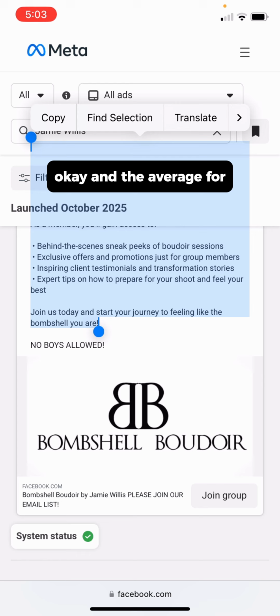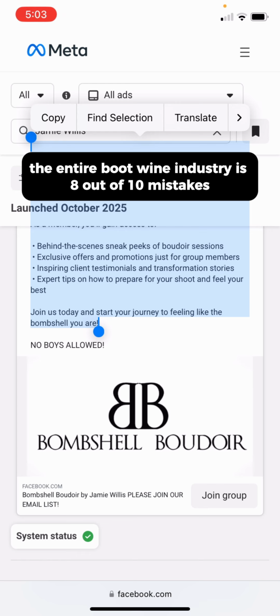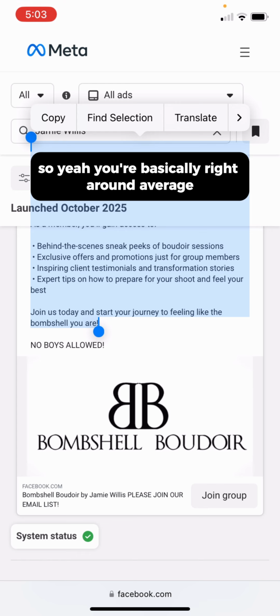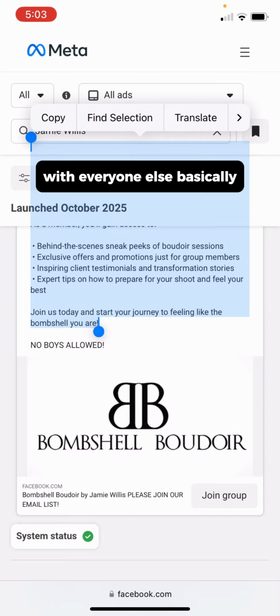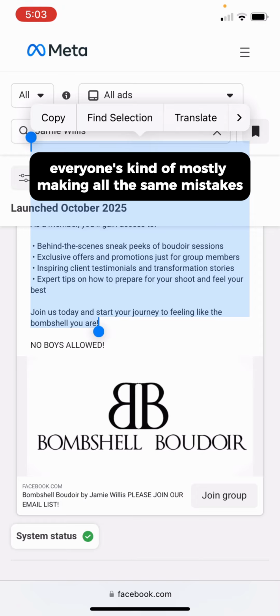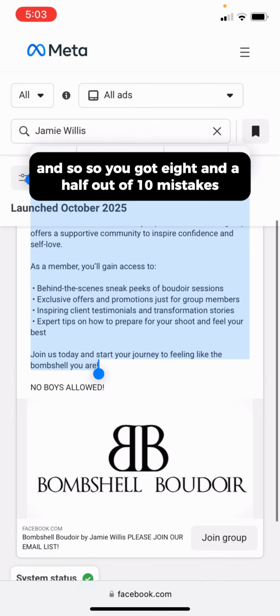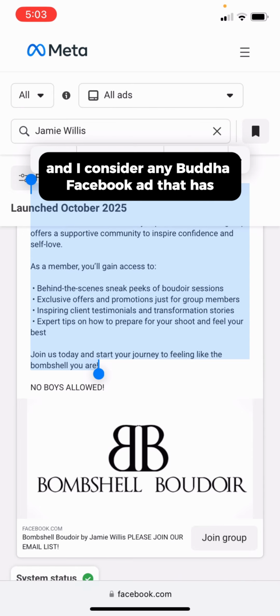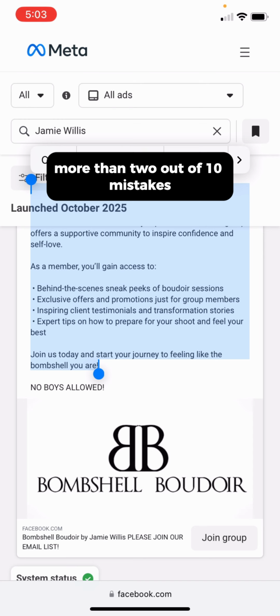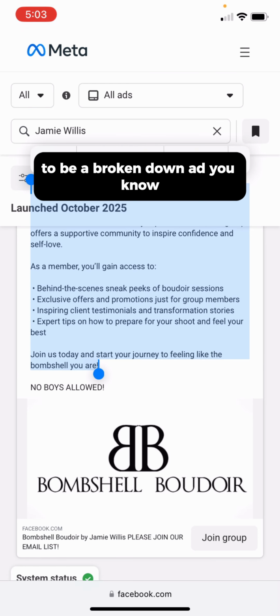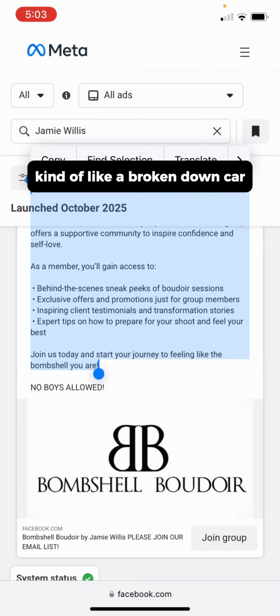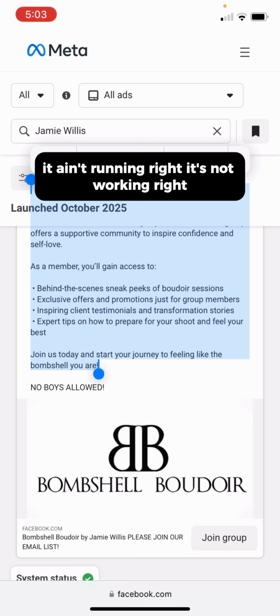Okay. And the average for the entire boudoir industry is 8 out of 10 mistakes. So yeah, you're basically right around average with everyone else. Basically, everyone's kind of mostly making all the same mistakes. And so you got 8.5 out of 10 mistakes. And I consider any boudoir Facebook ad that has more than 2 out of 10 mistakes to be a broken down ad. Kind of like a broken down car. It ain't running right. It's not working right.